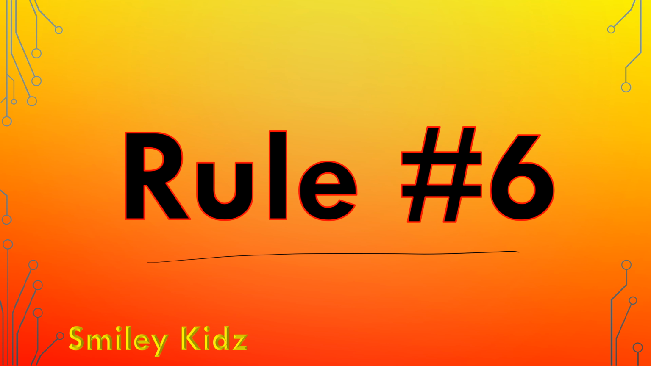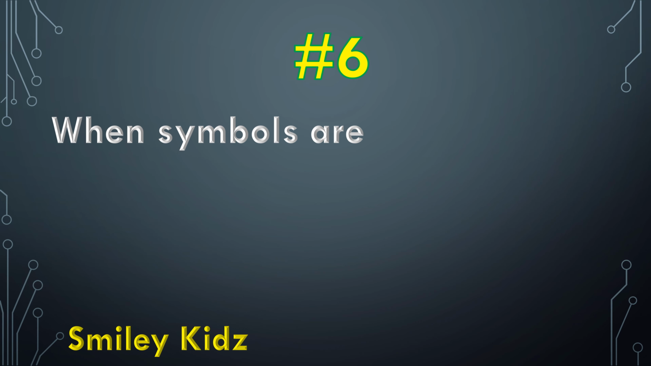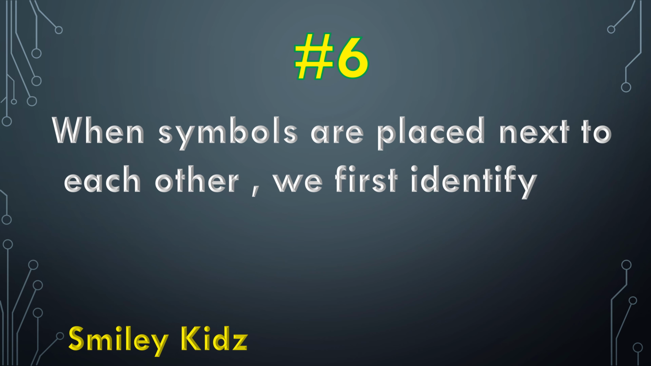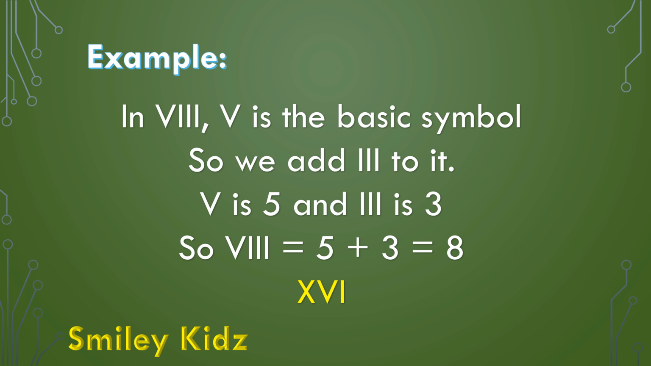Rule number 6. Rule number 6. When symbols are placed next to each other, we first identify the basic symbol and then add or subtract the other symbol. Now let's see an example. In VIII, V is the basic symbol. So we add I to it. V is 5 and III is 3. So VIII is equal to 5 plus 3 is equal to 8.